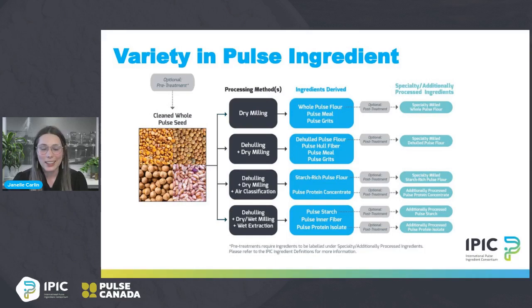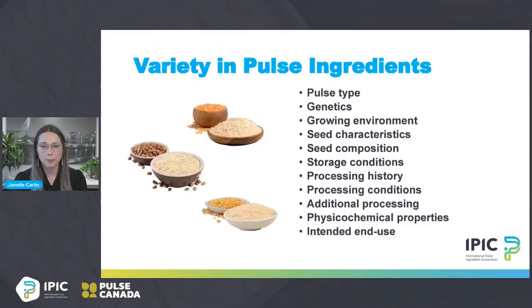So here you can get a sense of that in diagram form. Taking a look at all of those different processing steps that we talked about here today, starting with different starting material is going to affect the ingredient, which processing methods you apply, as well as if there are optional pre or post treatments applied. There really are a variety of pulse ingredient offerings available in the marketplace.